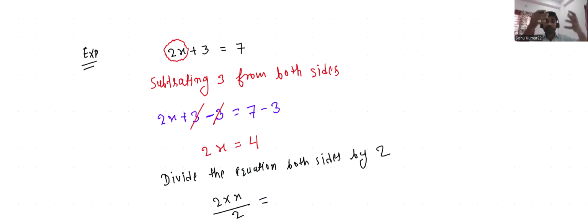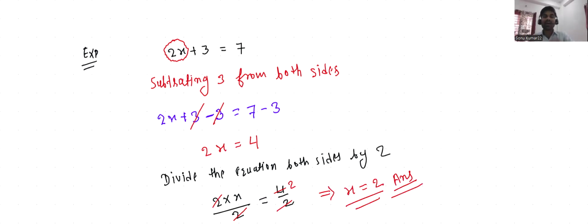It means you are doing the same operation. In the first step you subtracted 3 from both sides. Now we are dividing both sides by 2. These 2 and these 2 cancel out in the numerator and denominator. Here 2 twos are 4. So the remaining part is x on the left side and 2 on the right side. It means our answer is 2. So we have discussed the balancing method, which means you perform the same operation on both sides.